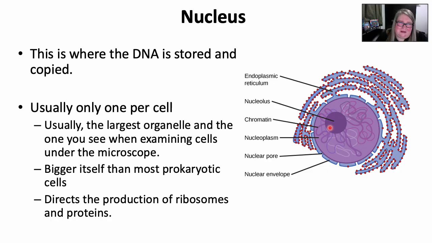Now, all of our information that we need to make the proteins our cell needs in order to function is found in the genetic code in our DNA. Okay, but the ribosomes are what's going to actually take that information that we have stored in the DNA. We're going to put it into RNA, and then the ribosomes are going to read the RNA to make the proteins. Okay, so all of that happens because of the nucleus.